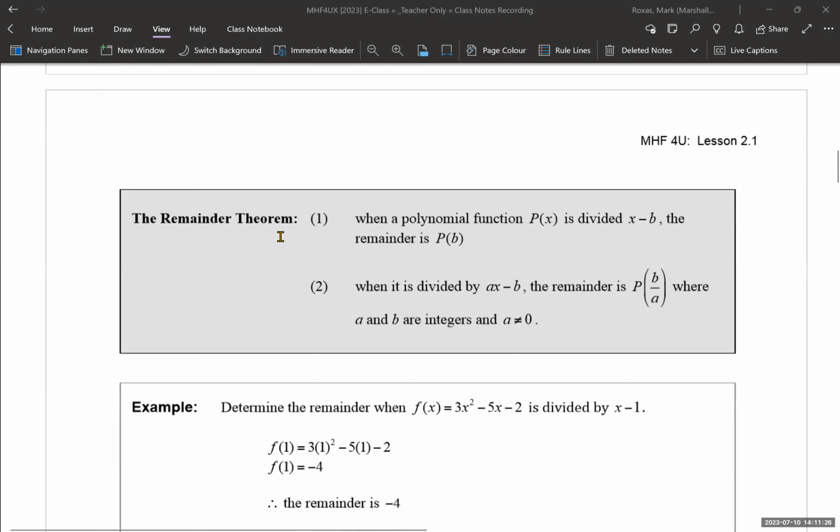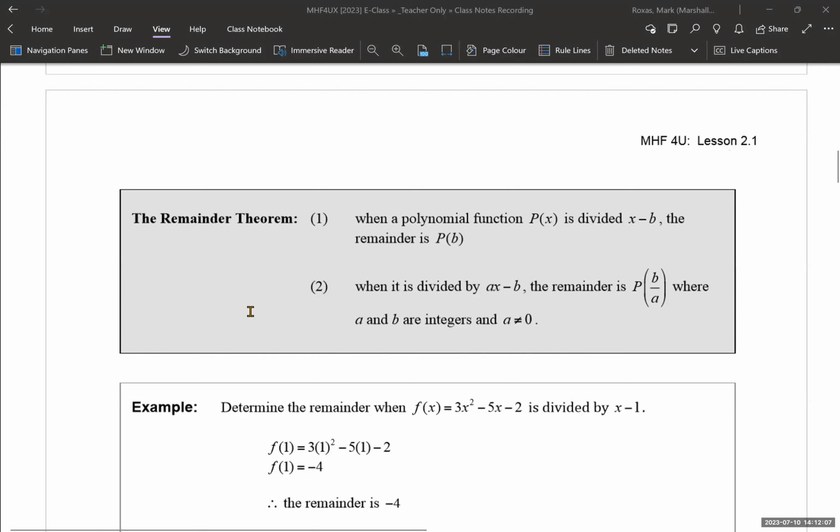So before we get into that, there is a theorem we have to talk about, and that is the remainder theorem. The remainder theorem says that when a polynomial function, p of x, is divided by its factor, the remainder is going to be the polynomial evaluated at b, where b is the constant term in the binomial factor. If the binomial factor has a leading coefficient of a, so ax minus b, then the remainder is p of b over a, where a and b are integers, and of course a cannot be 0.